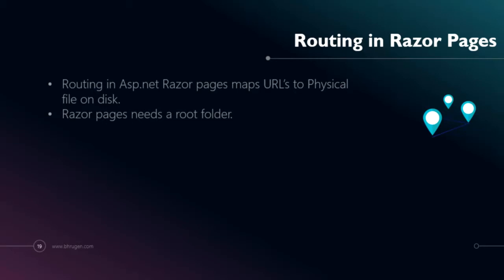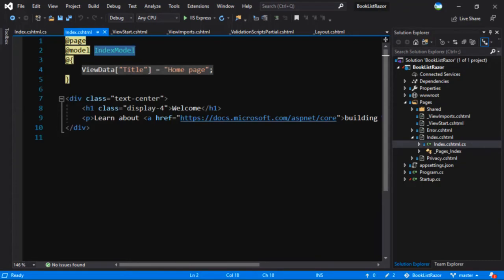Let's switch back to the application that we have. Right here, you see the root folder is the pages folder and all of the pages resides inside that. Of course, we can add areas here and we can add pages inside the areas folder, then that will become the root folder for the application.